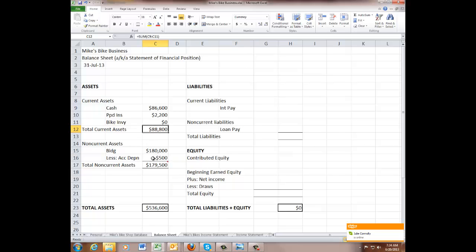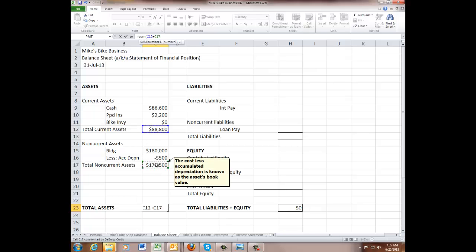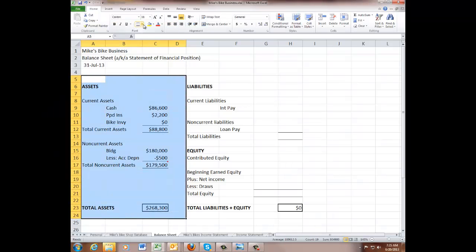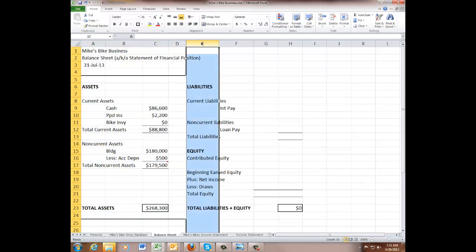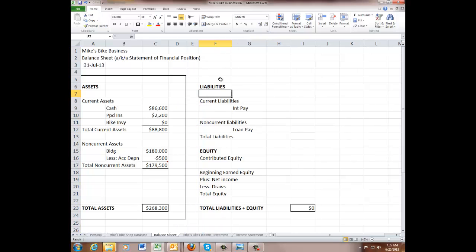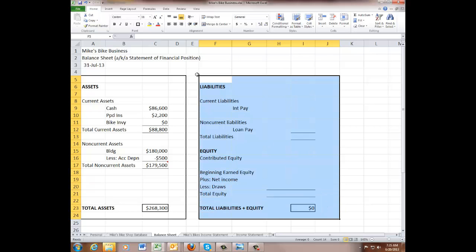So here, we're going to add up the sum of this number plus this number, right paren, and our total assets are $268,300. Now, a balance sheet shows everything that a business owns on the left, the sum of its assets. And on the right, we show where we got those assets. We got them either from the banker or other creditors, or we got them from the owner.